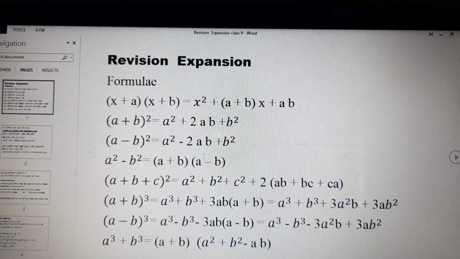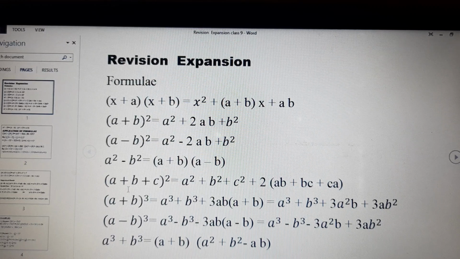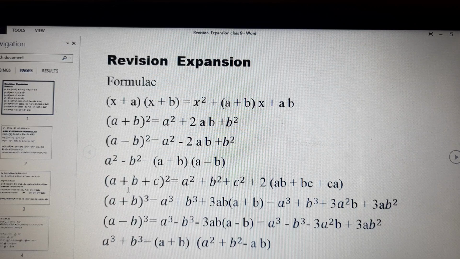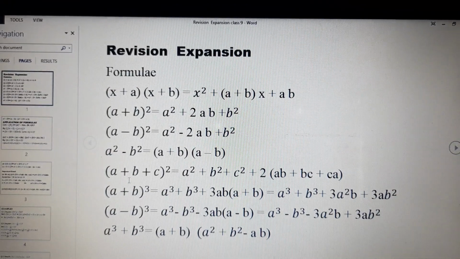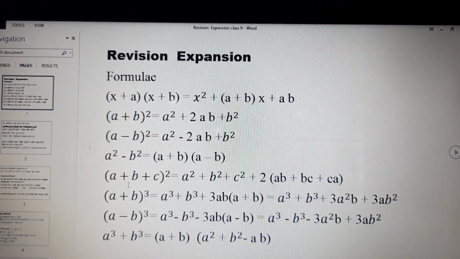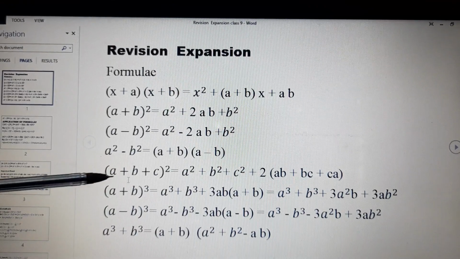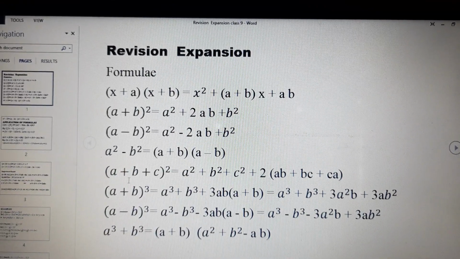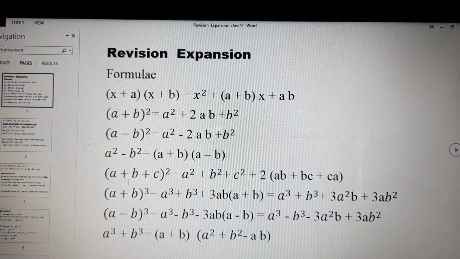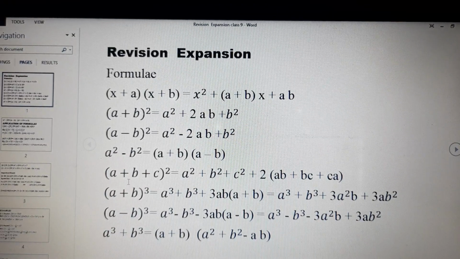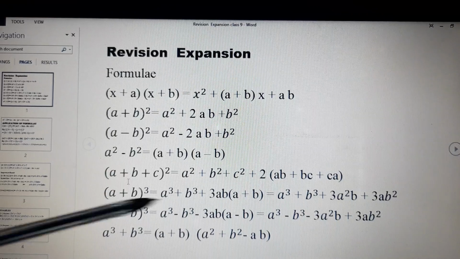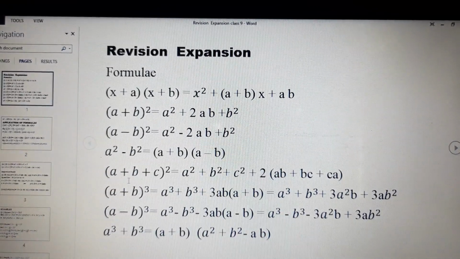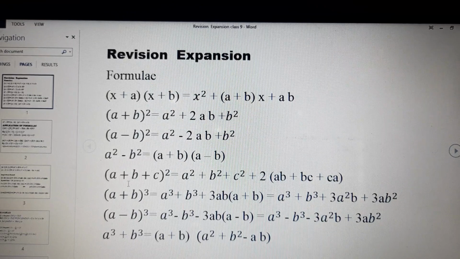a square minus b square is equal to (a + b)(a - b). Next is (a + b + c) whole square is equal to a square plus b square plus c square. As you can see, when we write the (a + b) whole square formula, we write a square plus b square plus 2ab. Likewise, for (a + b + c) whole square, it has to be written a square plus b square plus c square plus 2ab plus 2bc plus 2ca, and 2 is taken common here. So it becomes 2 within a bracket (ab + bc + ca). Clear?